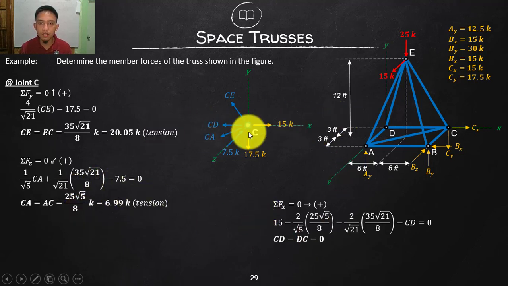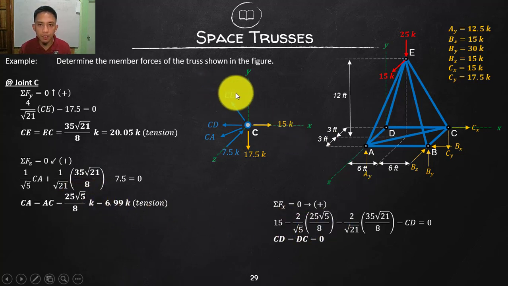And then finally, summation along X, going to the right positive. So 15 is positive. CD is purely along X, and that is to the left, so negative. The X component of CA is going to the left, so negative. And what is the projection of that going along X? It is 6, I mean 6 plus 6 is 12. 12 divided by 6 square root of 5, the 6 cancels, leaving us 2 all over square root of 5. Negative because it is going to the left. And then the value of that, we can substitute directly.